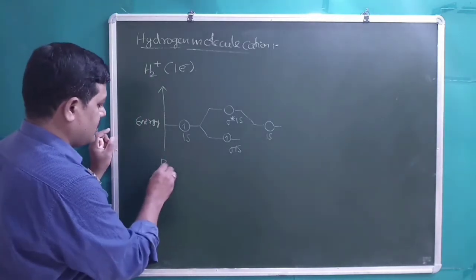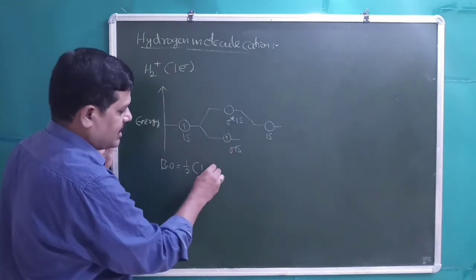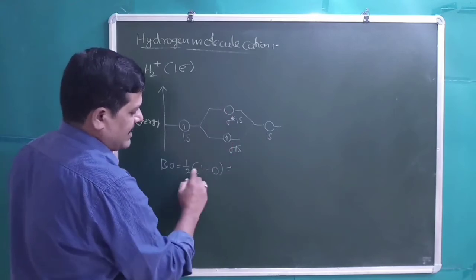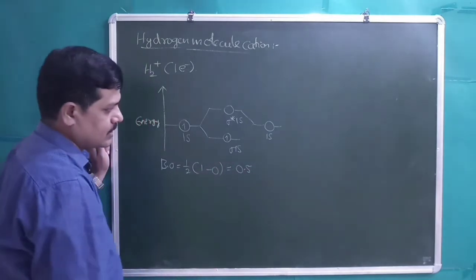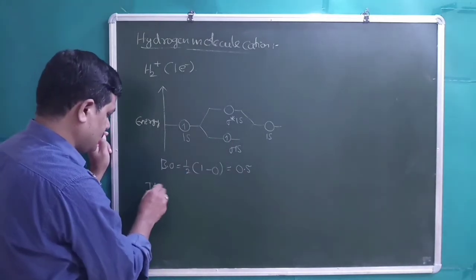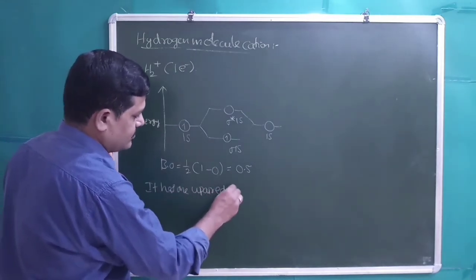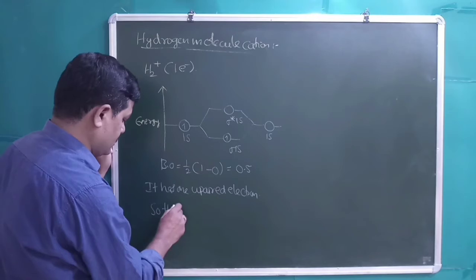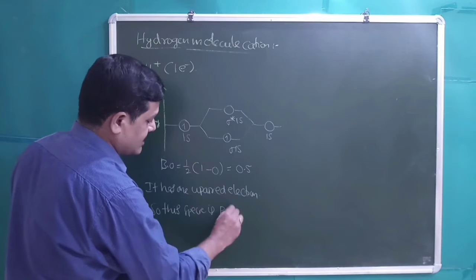So bond order is equal to half into number of electrons in the bonding molecular orbital, which is 1, minus anti-bonding, which is 0, which is 1 by 2. 1 by 2 into 1 is 1 by 2. Bond order is 0.5. And it has one unpaired electron. So this species is paramagnetic.